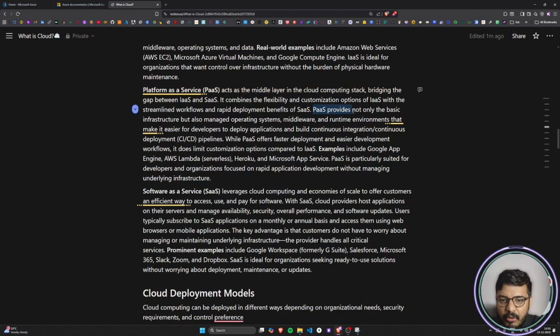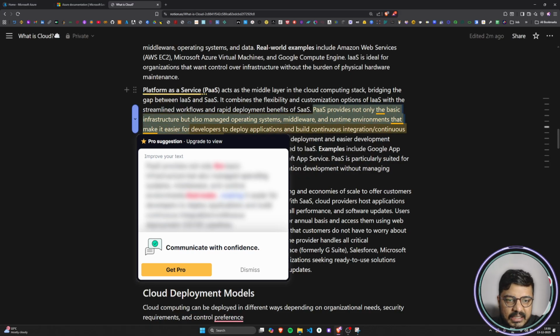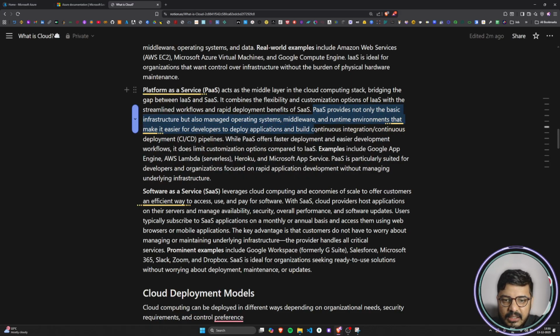So platform as a service provides not only the basic infrastructure but also manages the operating system, middleware, and runtime environment, which makes it easier for developers to deploy applications and build continuous integration and continuous development pipelines.